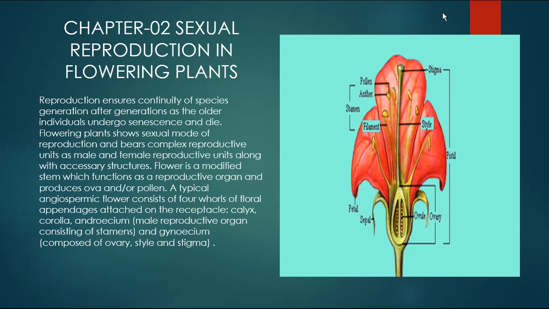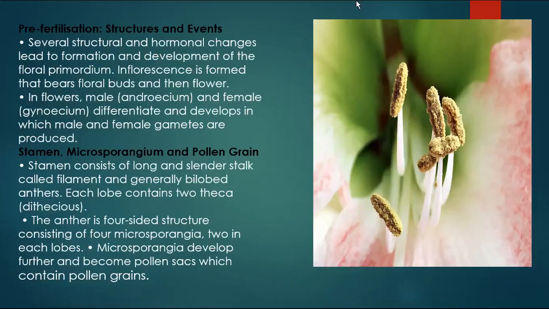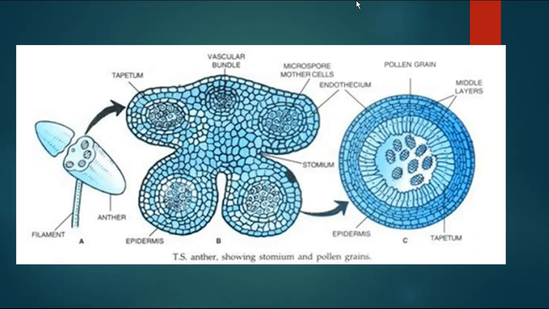Bilobed nature of an anther is very distinct in the TS of an anther. The anther is four-sided, that is called tetragonal structure. The microsporangia develop further and become pollen sacs. They extend longitudinally all through the length of an anther and are packed with pollen grains. Next, we are going to see the structure of microsporangium.